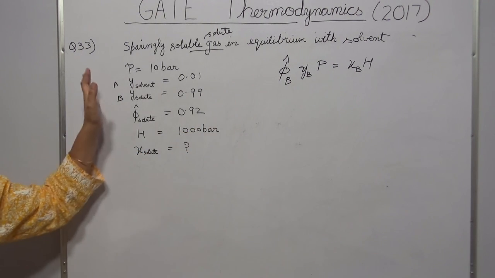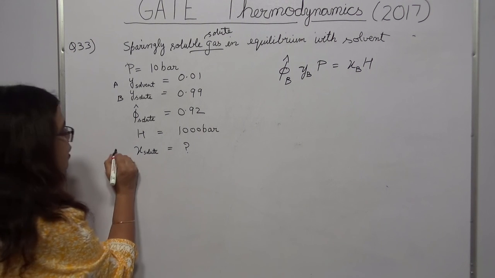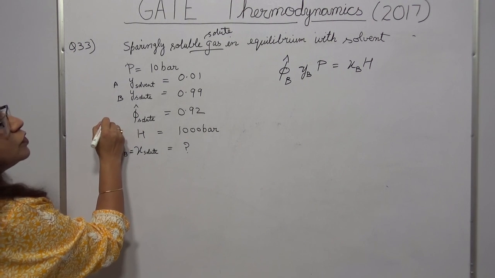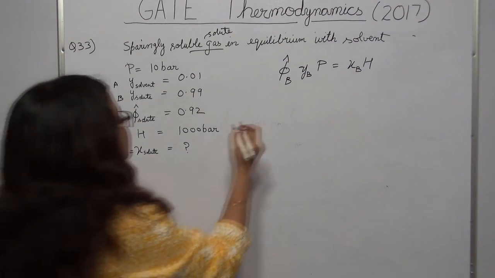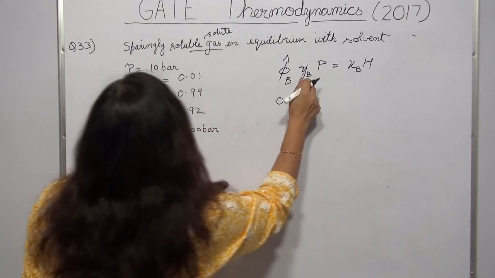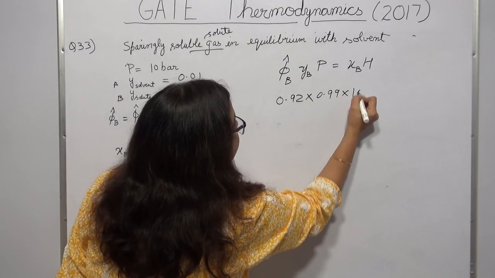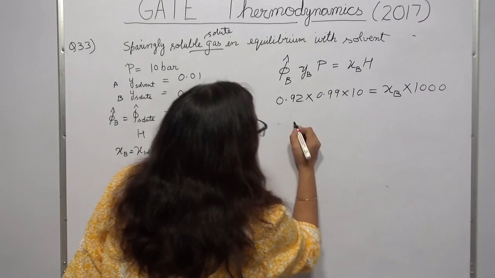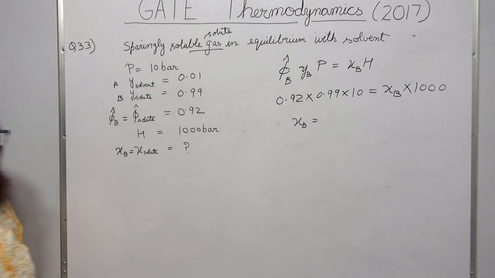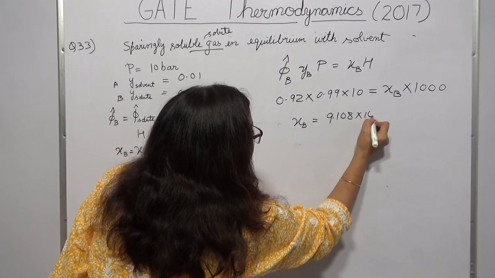Now you have to simply plug in all the values and find out the value of X solute, which is nothing but your XB. So that's what I am going to write. Fine. So phi B is 0.92 multiplied with YB, that is 0.99. Your total pressure is 10 bar, that is equal to XB, which you want to calculate, into Henry's constant, that is 1000. So your mole fraction is equal to 9.108 into 10 raised to minus 3.